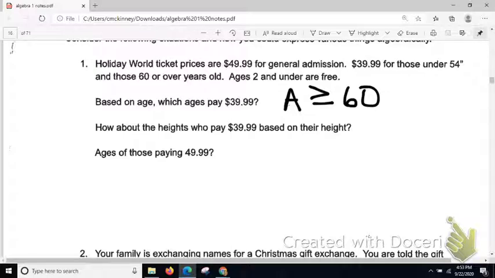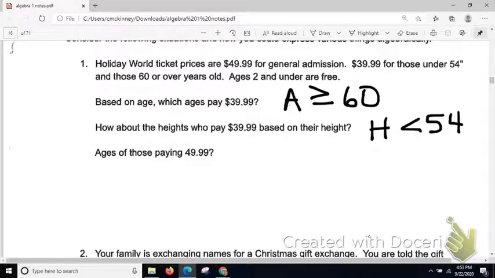Heights that pay $39.99 based on their height would be under 54 inches. So we could say height less than 54 inches. It said under 54. It didn't say 54 or under, so I didn't use the line. Ages of those that pay $49.99.